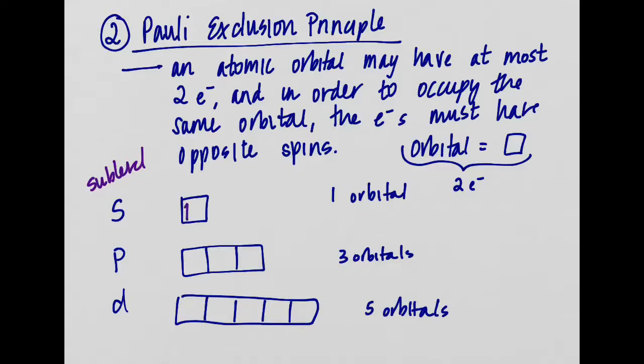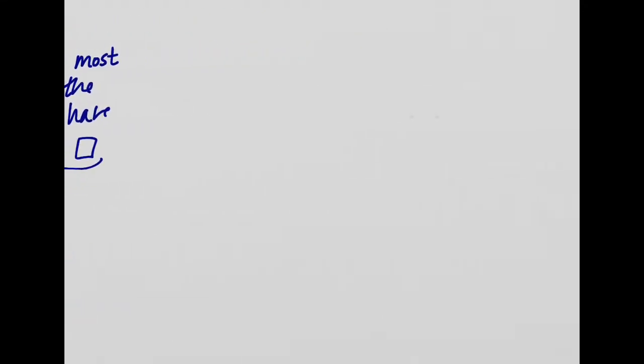So I cannot have 1, 2, 3 electrons in here. That's impossible. I can only have 2 electrons in an orbital. And they must have opposite spin. So what that part means, let me scoot over here. What that means is I have my nucleus, and let's just look at the 1s orbital that has 2 electrons.